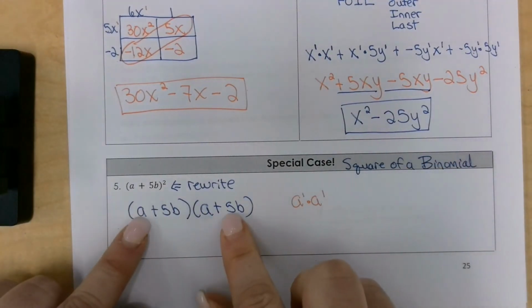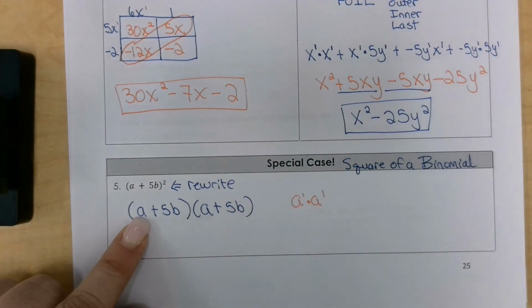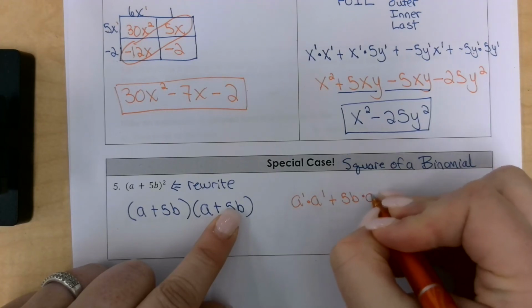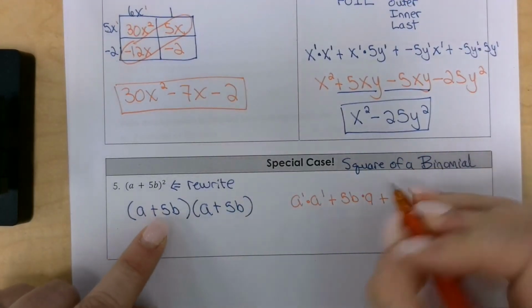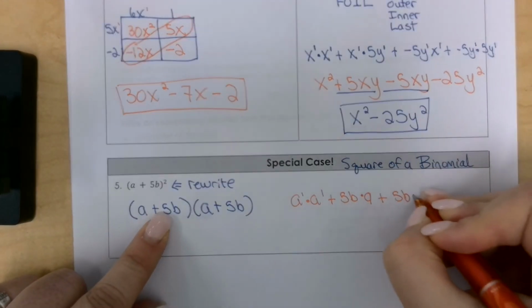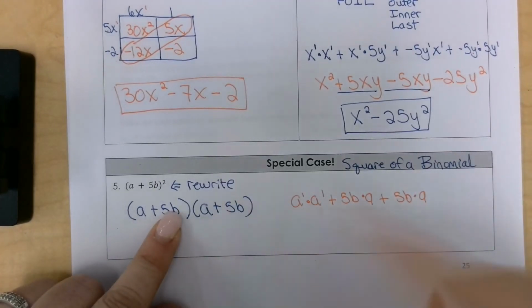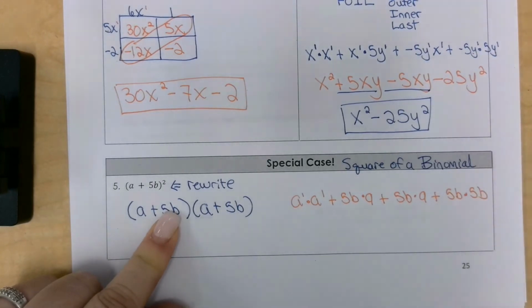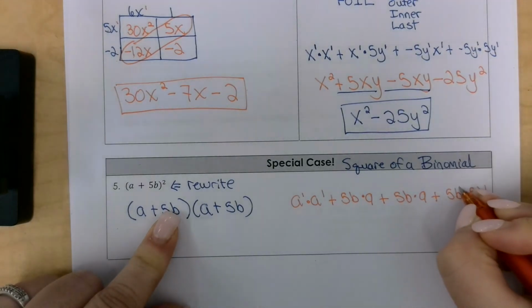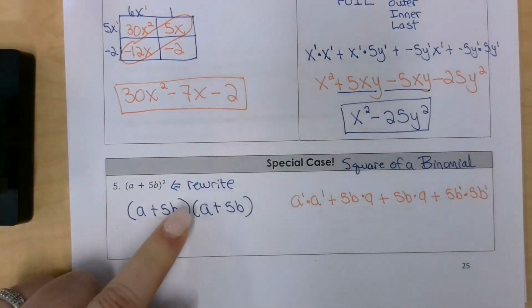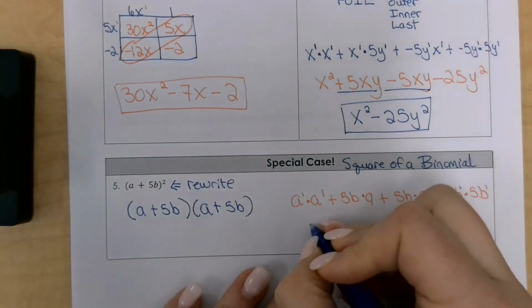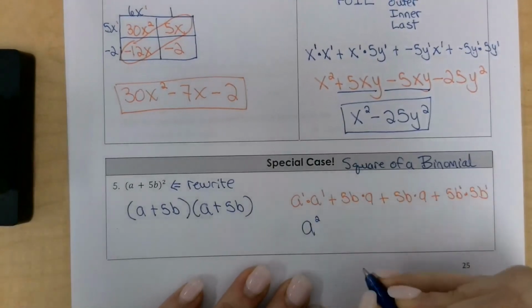I'm going to have my outer plus, so I'm going to add 5b times a, my inner, plus 5b times a, and my last plus 5b times 5b. And that's to the first. I'm just going to give them their ones because I know I have the same base and I'm going to be combining them. I have a to the first, a to the first. That's going to add 1 plus 1.